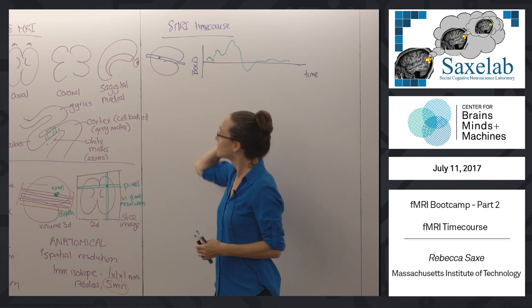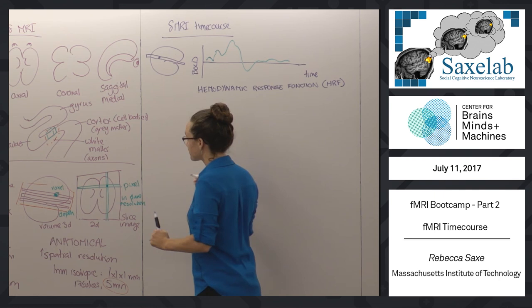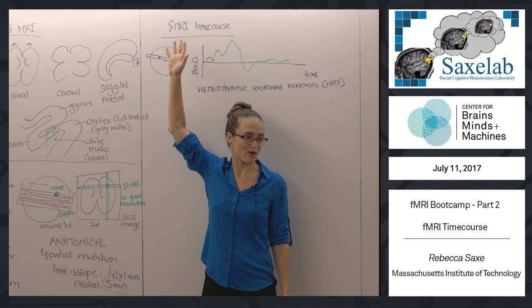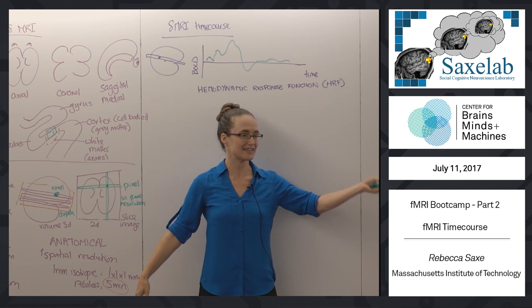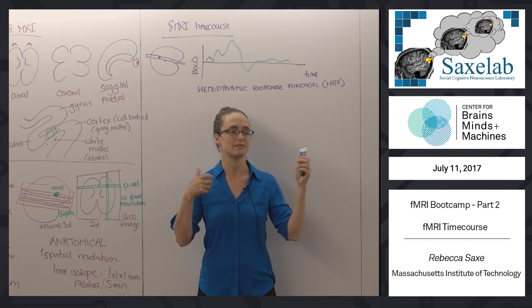Now we're going to talk about this question: what does the BOLD signal measure? What is fMRI measuring? And what is the measure every 2 seconds that relates to neural activity that happens every 3 milliseconds? That set of questions is about the hemodynamic response function. So that's what we're going to talk about for a minute.